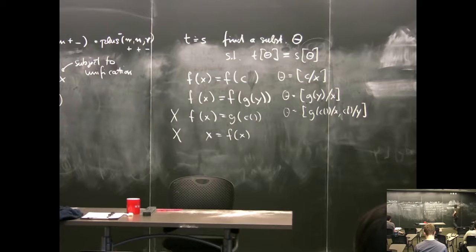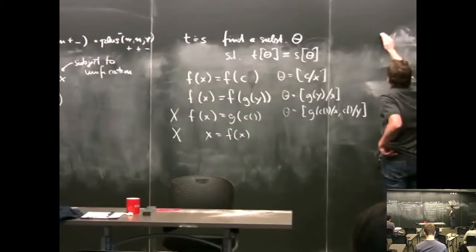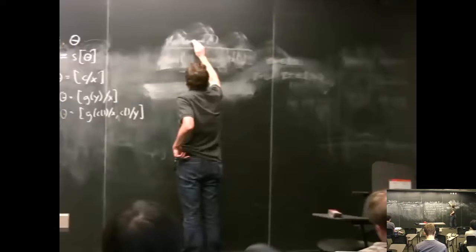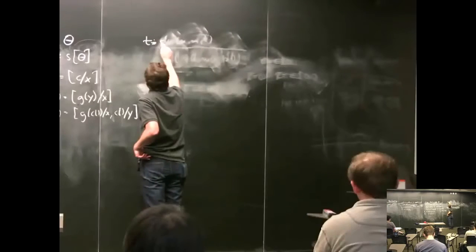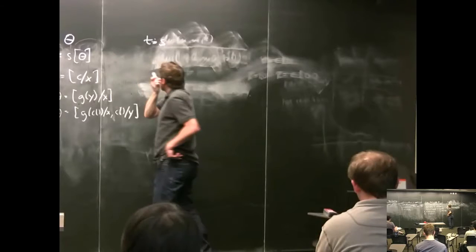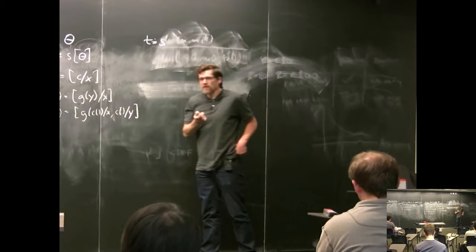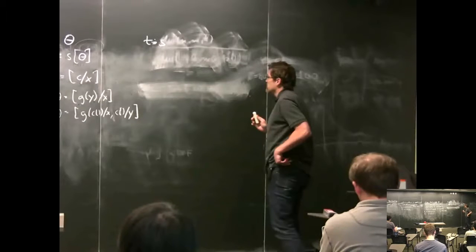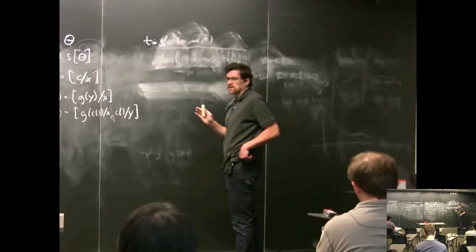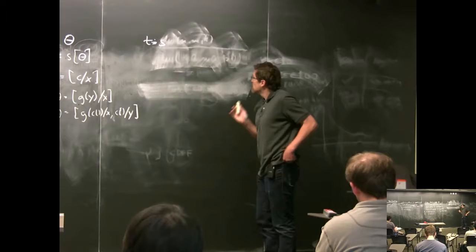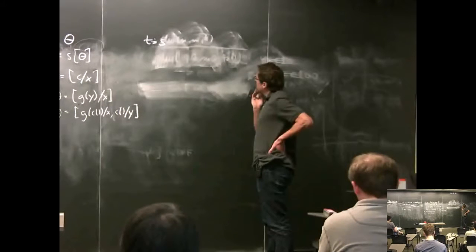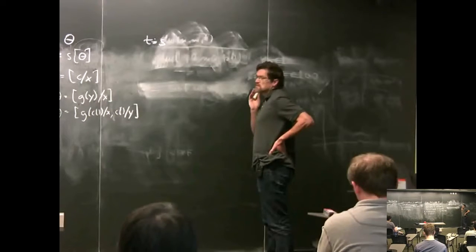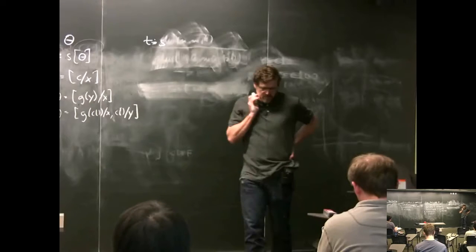So the idea is that we assume t equals s in our context, and we're trying to derive consequences from that. And if they're non-unifiable, then we want to be able to derive 0, which is a contradiction. Okay, so what are some of the rules that we might want here?